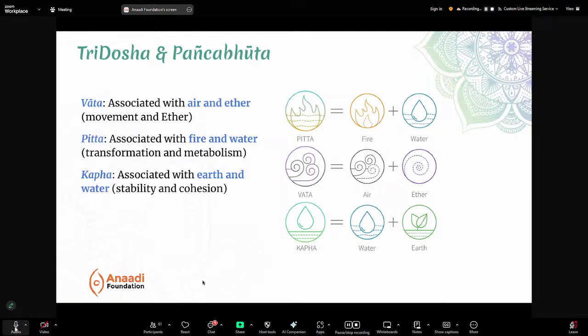Swapna ji was telling something. Swapna Garu, kindly unmute and speak, please. She started to speak, but then suddenly stopped. Okay, no problem.